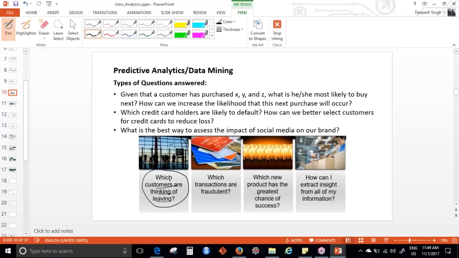Obviously, this would not be easy, right? Because the customers have just started thinking and you have to catch that. So obviously the models should be very powerful. That's how the problems change when you move to analytics.